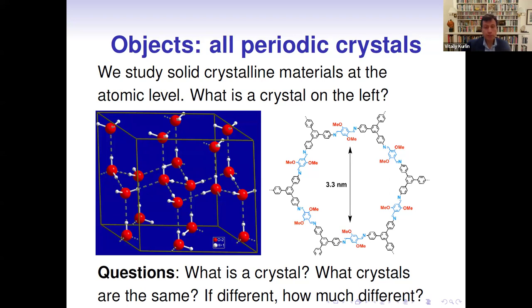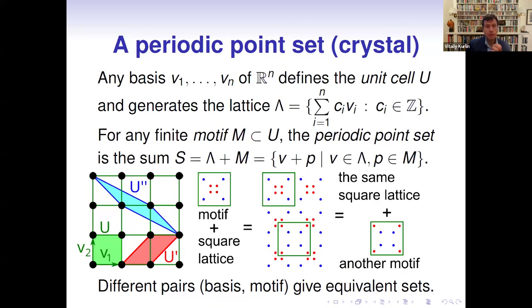So the main questions that we would like to answer in a formal mathematical way are: what is a crystal? Or more exactly, what crystals can be or should be called the same? And if they're not the same, if they're different, then how much do they differ? So these are the basic questions that we will be discussing. Now, a more formal mathematical definition.